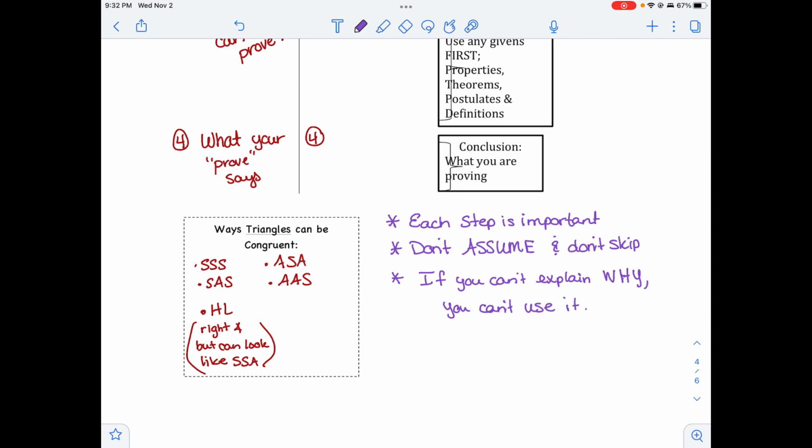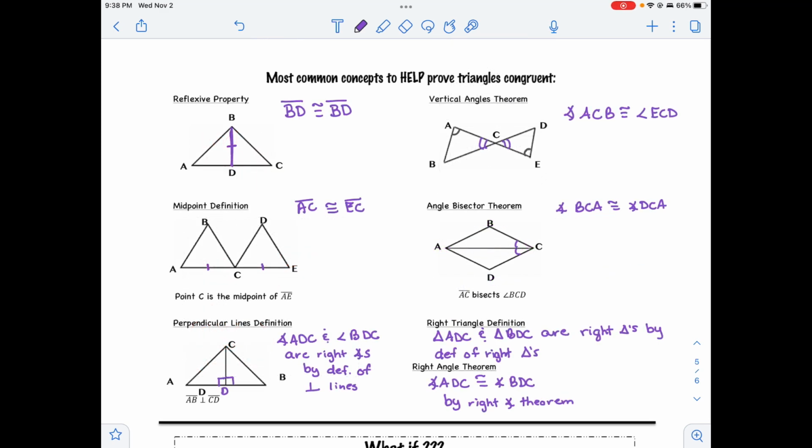So that's why it's important to know your properties and your theorems, your postulates, and your definitions, because you need to be able to explain the why for things so that you can know why things are similar or congruent. So these examples here are the most common concepts to help prove triangle congruence.